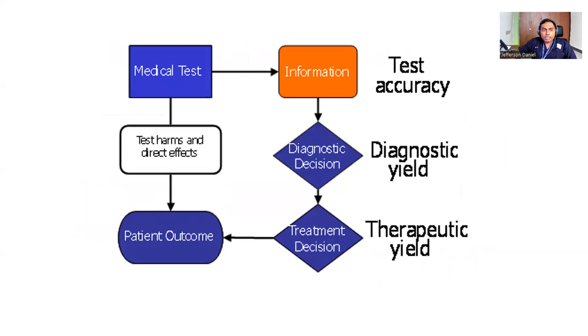So a medical test first will undergo what is known as a test accuracy at the lab level and at the field level. Once it is satisfied and it is into the market, then there will be studies that will talk about diagnostic yield. How good is this test compared to the already available test? Then finally, they'll talk about therapeutic yield. Because I used this test, how many patients I was able to treat and how many got cured. Okay, then finally the patient outcome. So all these things will need to be looked at.